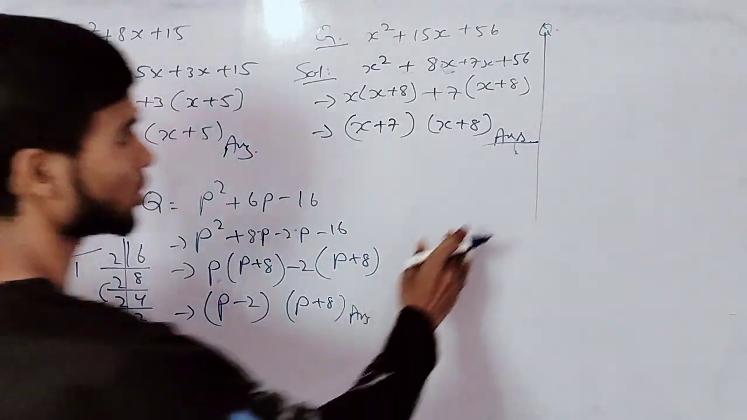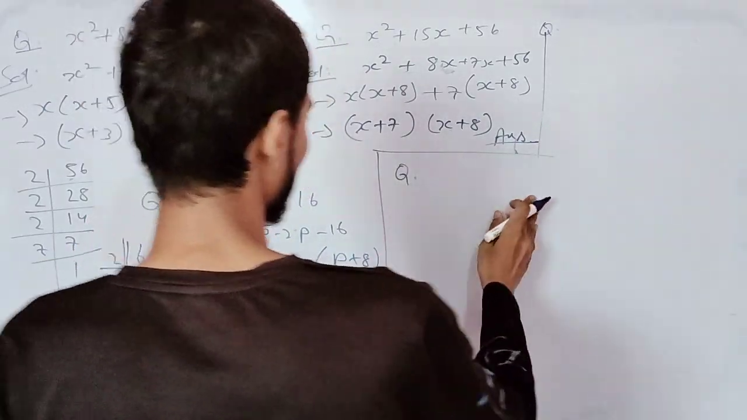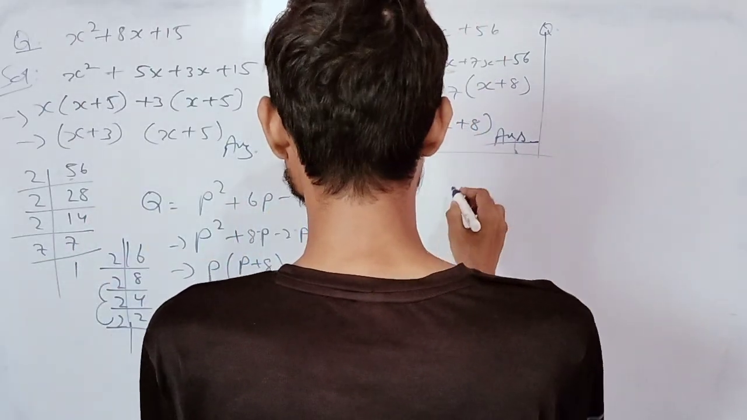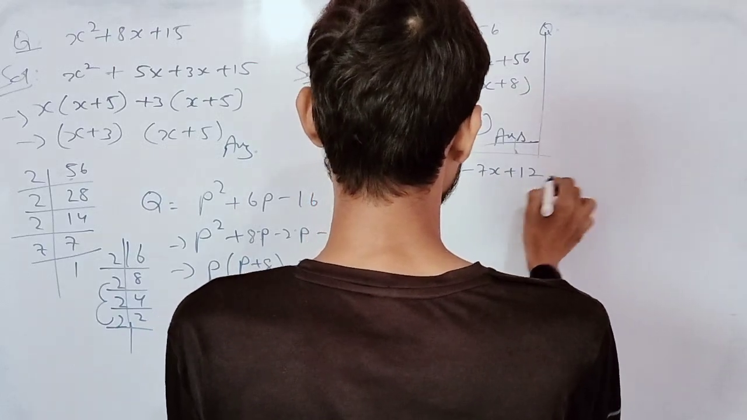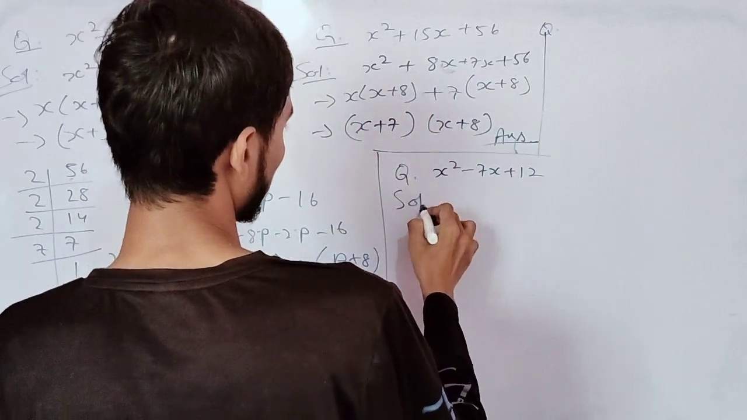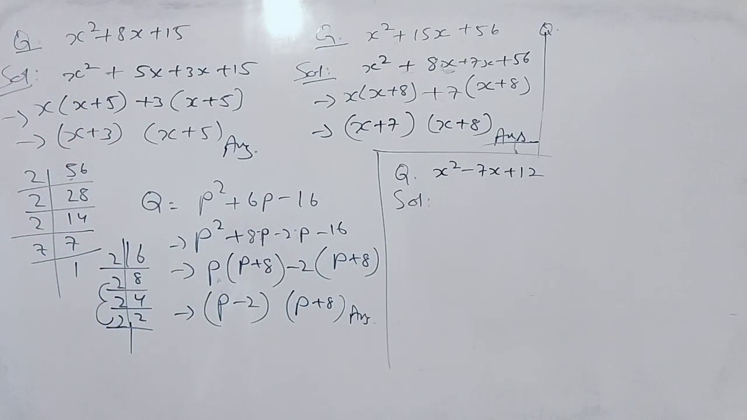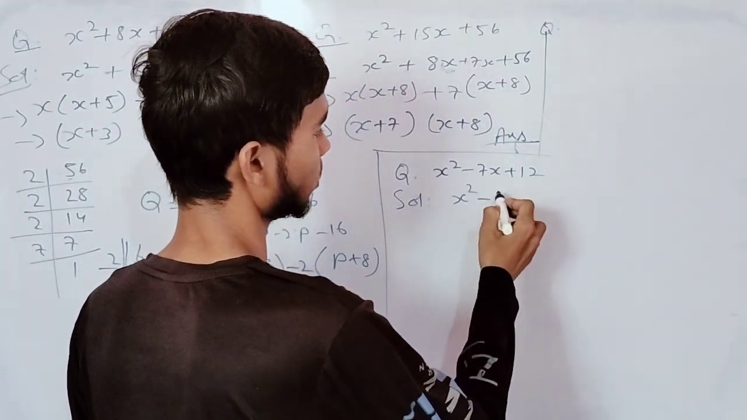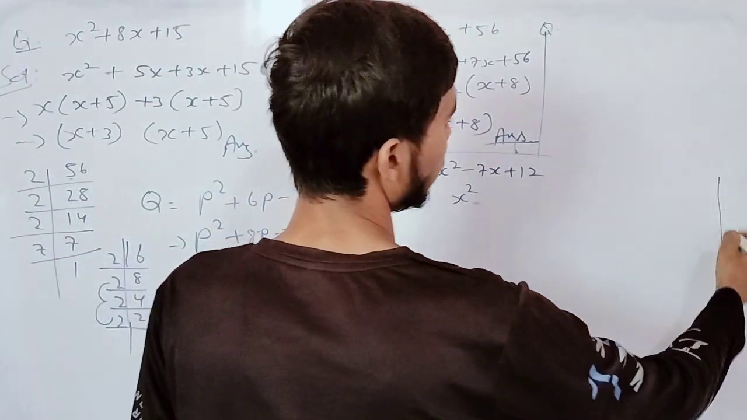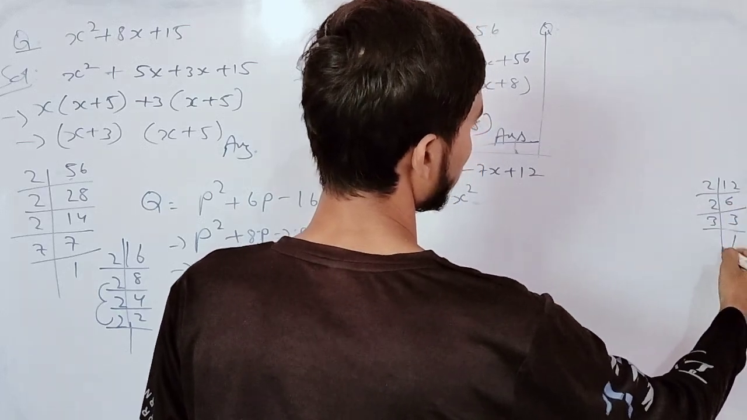Now next question. This is the question. Here 12 is not a perfect square of any number. That's why let's apply the splitting method. x square plus 7x plus 12. 2 sixes are 12, 2 threes are 6, 3 ones are 3.